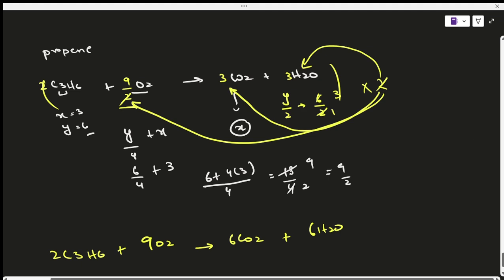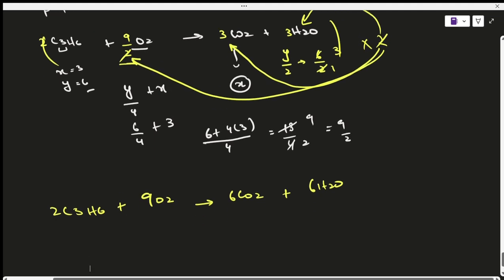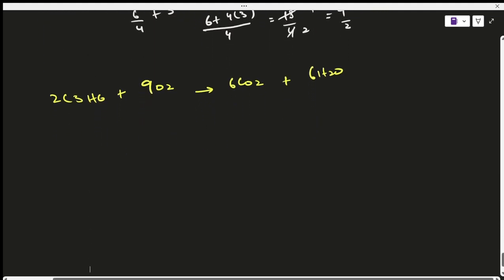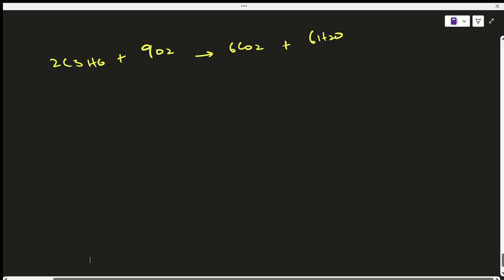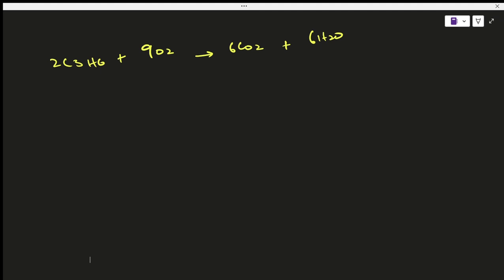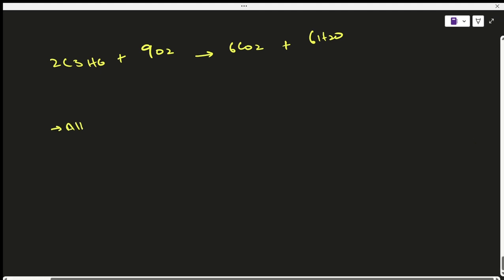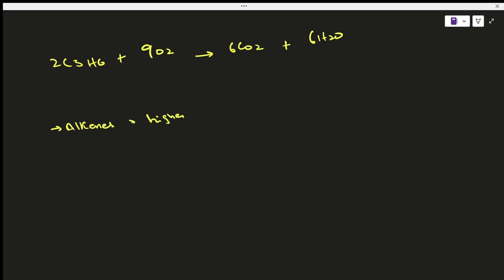Now, another important thing here is that we're talking about complete combustion. One more thing that you need to keep in mind with regard to alkenes is that alkenes mostly undergo incomplete combustion. You won't need to write the equation for that. You just need to know that they mostly undergo incomplete combustion. And the reason behind that is that alkenes have a higher percentage by mass for carbon, right?